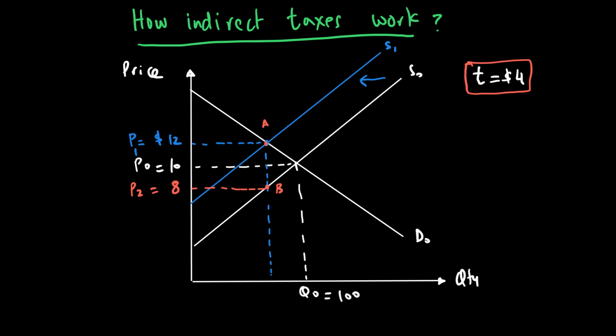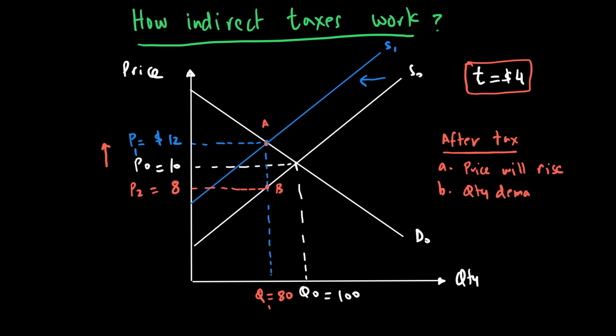Now, when you're putting an indirect tax on a good, the first thing we'll notice is that the price of the good will rise after tax. So let me write this. Number one, after tax, A, you can see this, the price will rise. B, you can see this, the quantity sold, let's say now is 80, the quantity demanded or sold will fall. In this case, we can see that happening.